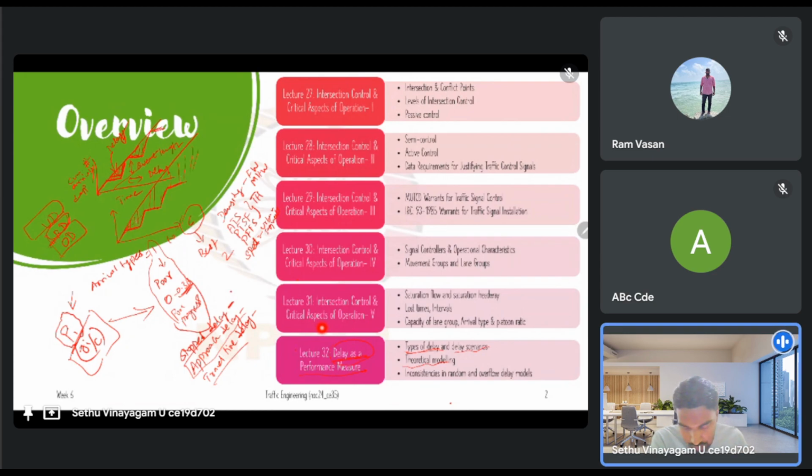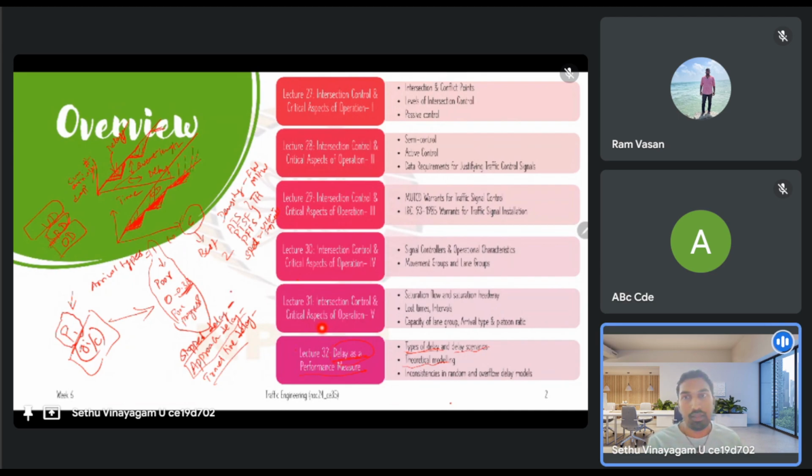So in this case, we can look at it in two different parts. We can have a uniform delay part, right? The area of the triangle in the shaded portion, this colored portion, will be your uniform delay part. In addition to that, you will have this overflow delay, right? So this excess delay will keep growing if you have an oversaturated condition.